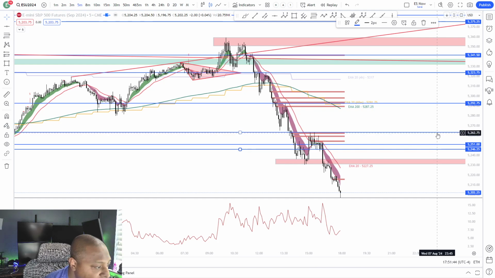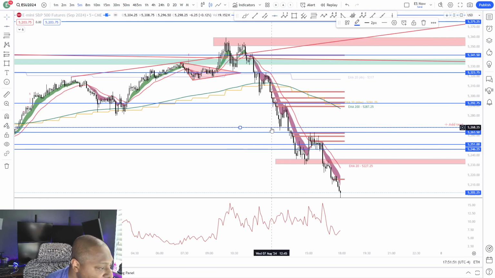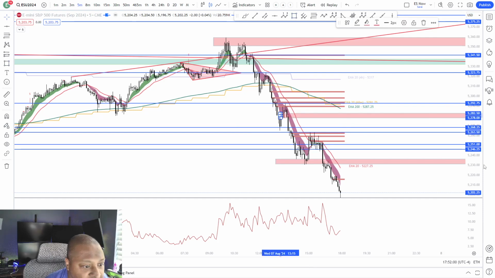If we move above this 5263 line, and we can get above this 5268 to the 70 area, I will keep this line here. If we can get above this, there's a possibility that we can see somewhere in between 78 to 82 and then go above to the 92 line and then keep moving up from there.